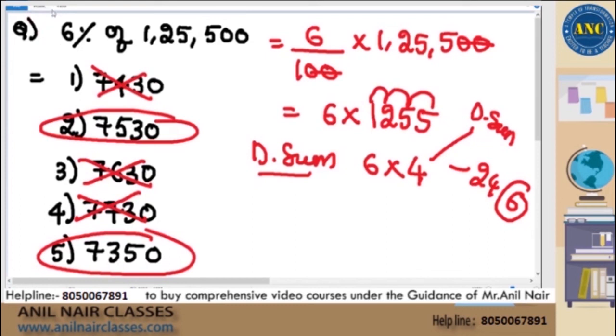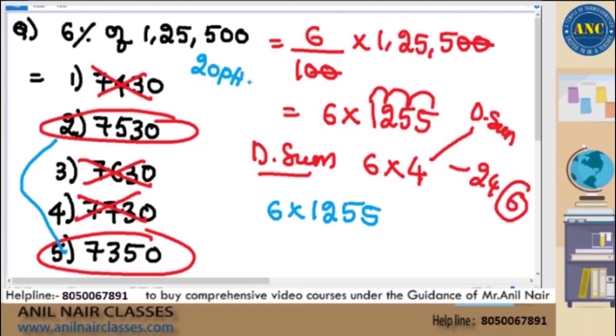If you want only me to explain the answer, I am not going to do it. I am going to explain why another option is incorrect. So 6 into 1,255. If two options have got the same digital sum, please write down that statement. There are some approaches which we need to learn. Let us learn that approach.